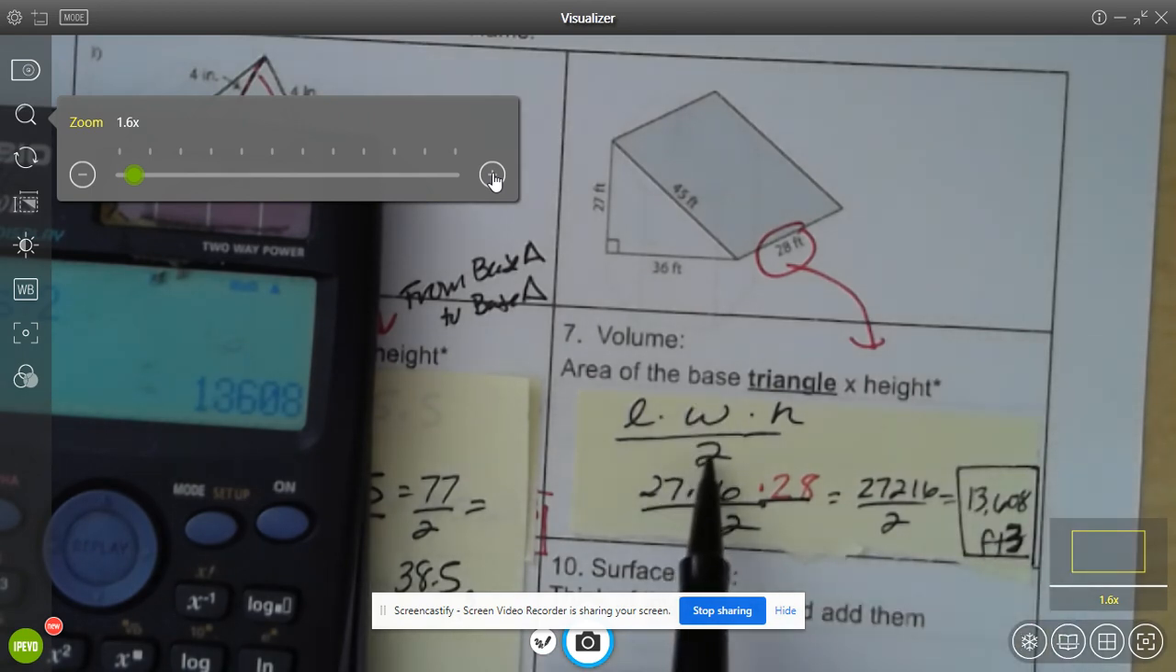Okay, remember, it's your choice. Divide by 2 in the beginning, divide by 2 in the middle, or divide by 2 at the end, but only divide by 2 once, whenever you want.